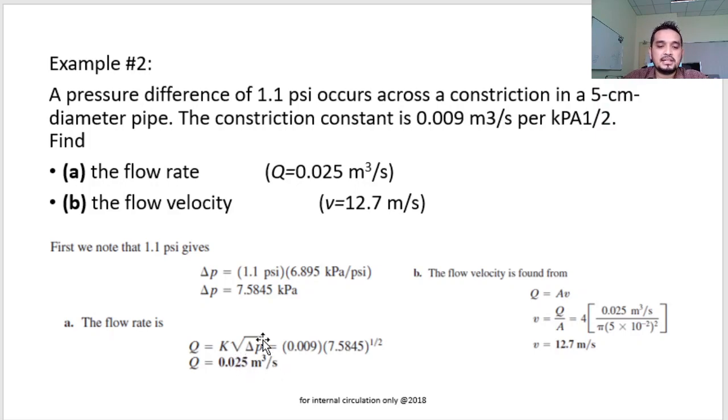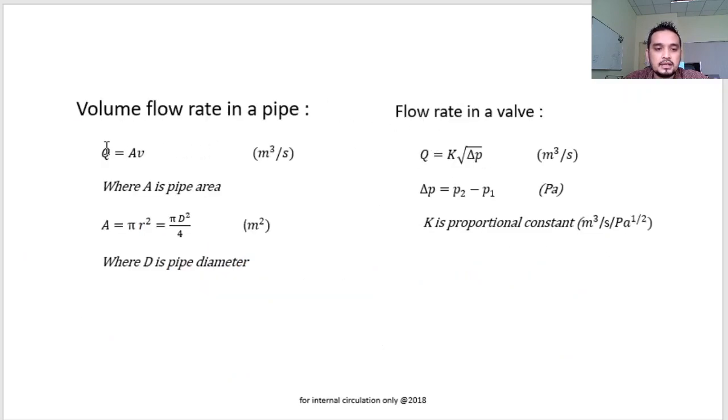Make sure that if you calculate, you write a correct final answer for your exam or test or anything. Q is 0.025 meter cube per second. As you can see here, it is written in the SI unit, so that is very clear. How to obtain the flow velocity? Flow velocity is also very simple. Come back to this one: Q is equal to A times V. We already know Q. We can calculate A, and we can obtain the value of V.